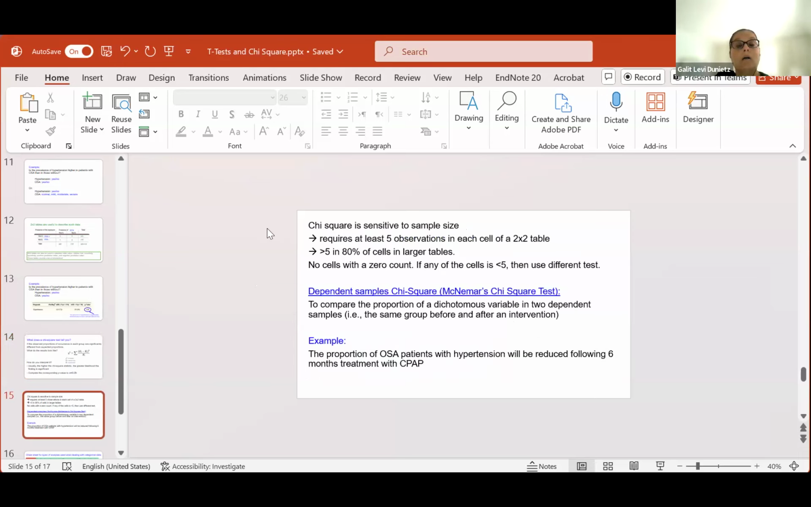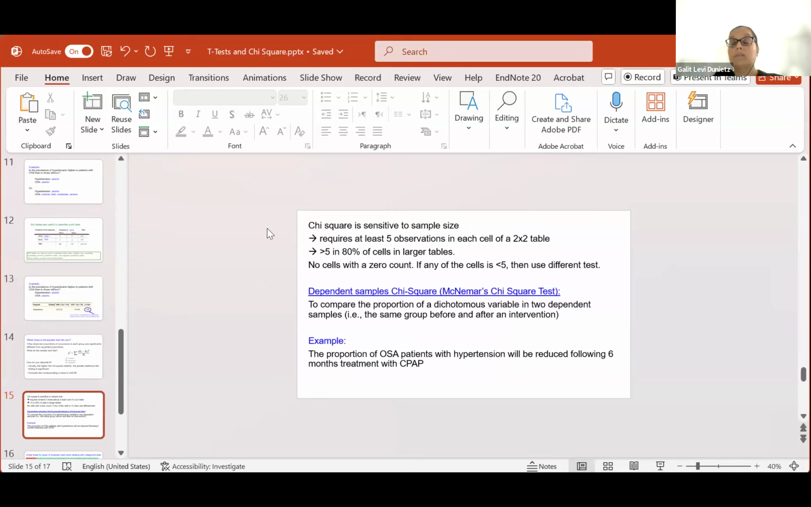Okay, so chi-square is sensitive to sample size. When we have those 2x2 tables or 2xn tables, we need to make sure that we have at least 5 observations in each cell. This is for a 2x2 table, but if we have larger tables, with more than 2 categories, we need to have greater than 5 in at least 80% of the cells.